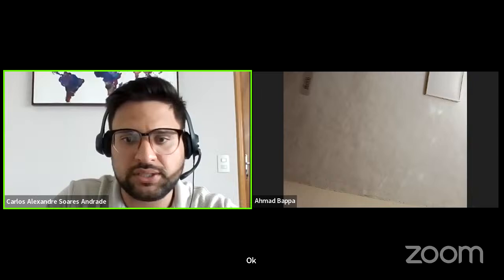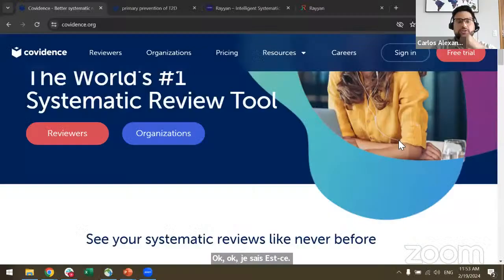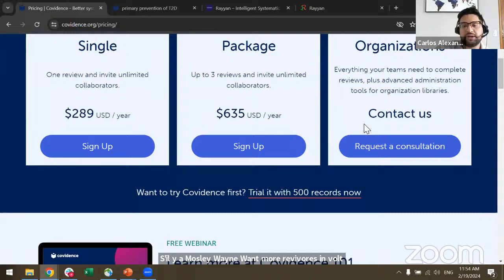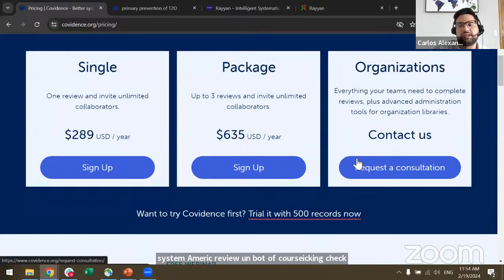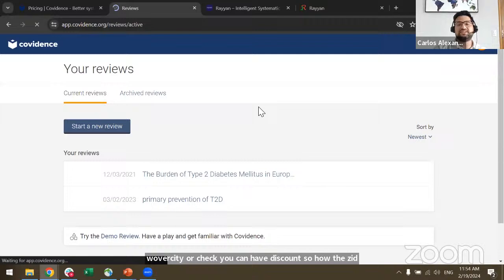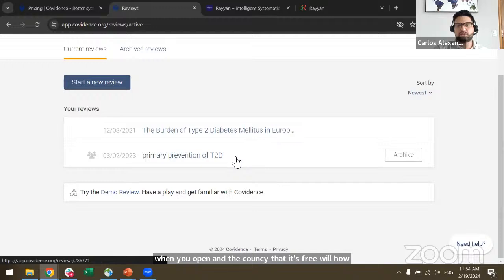Again, screen share. Okay, so this is the Covidence website. The aesthetics of it is really nice, but let's check the bad part, which is the pricing. As you can see here, it could be really expensive, mostly when you want more reviewers involved in your systematic review. But of course, you can check with your university or check if you can have a discount on the subscription. So how does it look? When you open Covidence, you can see that it can be really slow to upload things, to update things, because it's really heavy.